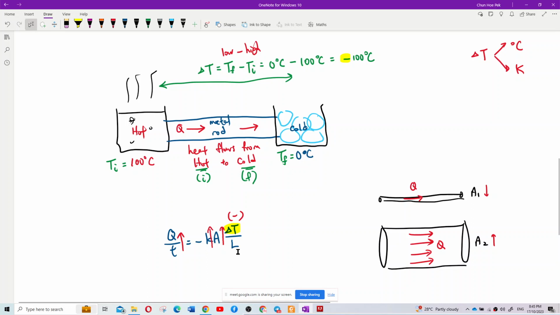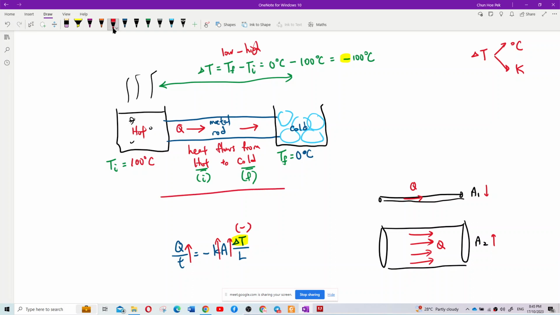Understand? Length. What is length, class? Length is the distance between these two points, between the hot and the cold. That is L. Distance between the hot end and the cold end. Delta T means between these two points also: we find the difference in their temperature, and then this is the distance between the two temperature points. That's L. Understand?